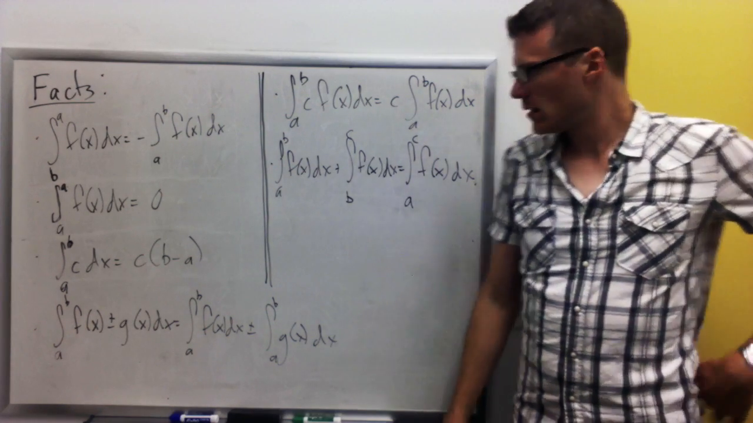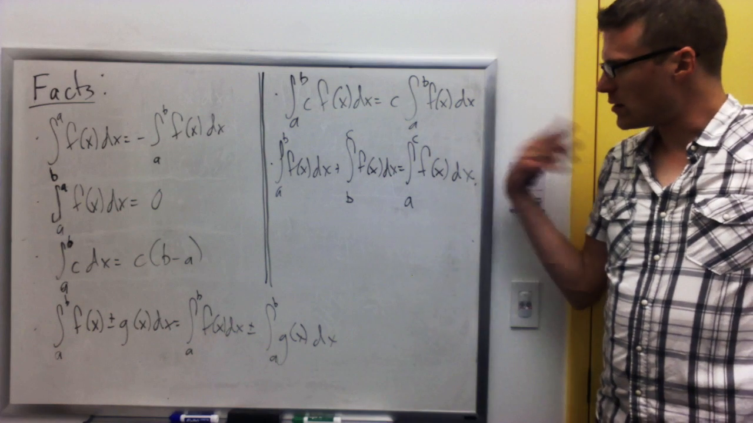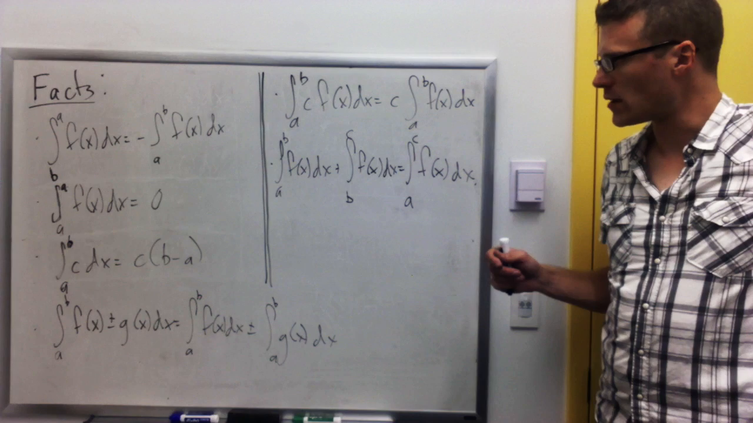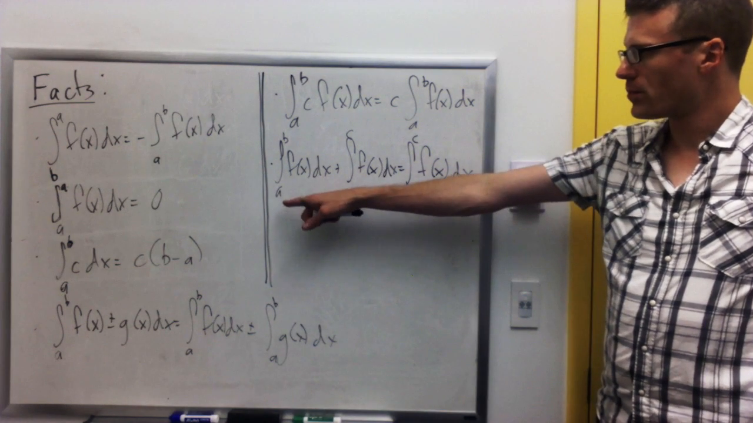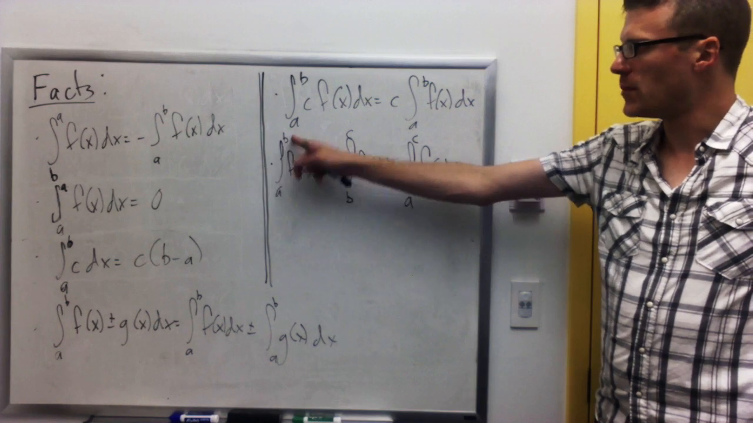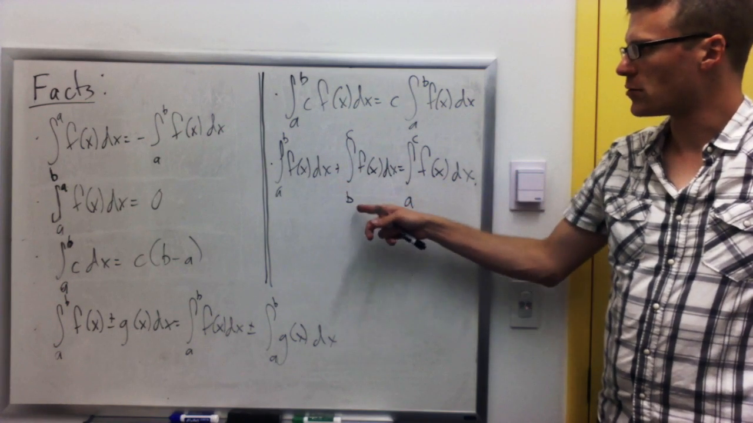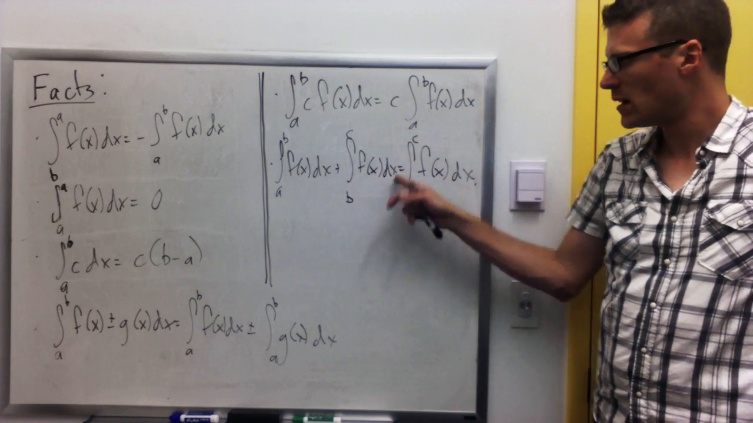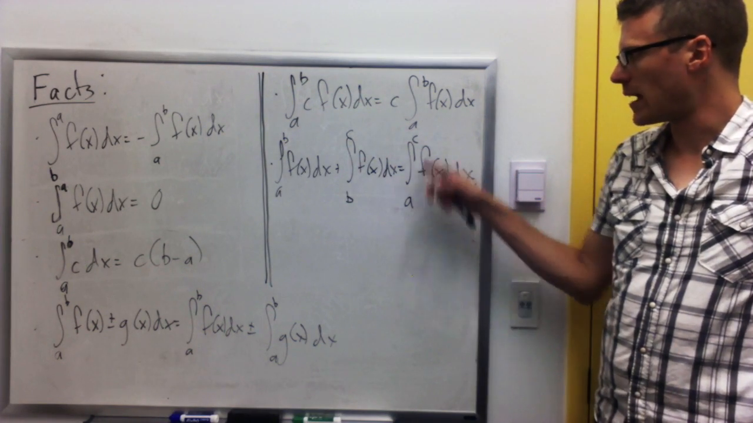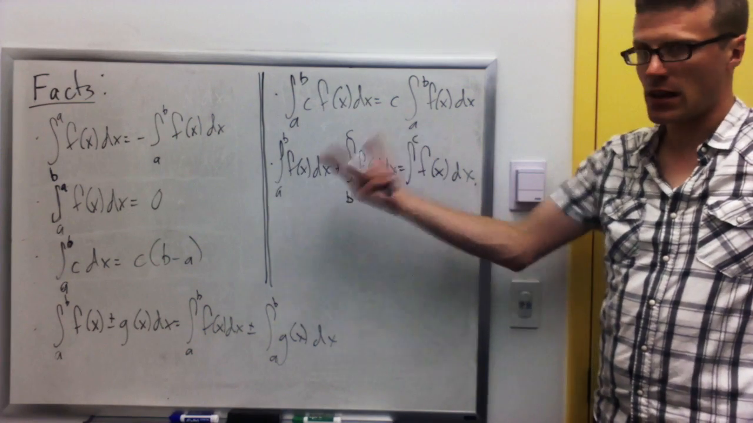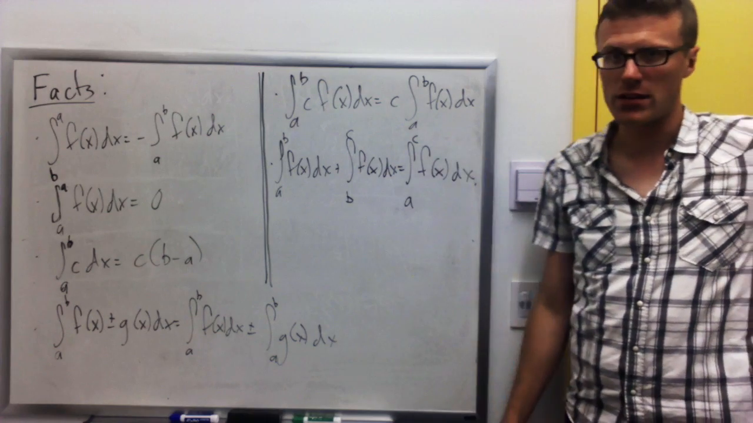And finally, this is useful for breaking up integrals into pieces that we can more easily deal with. The integral from a to b of f of x plus the integral from b to c of f of x, notice this upper limit equals this lower limit, is the same thing as integrating f of x dx from a to c. So if we go from a to b and then b to c and add them together, it's the same as just going from a to c.